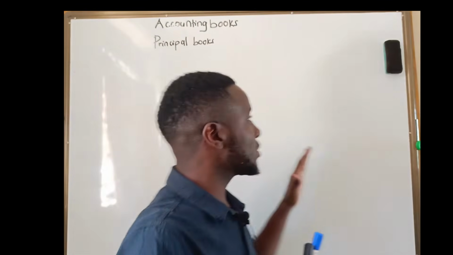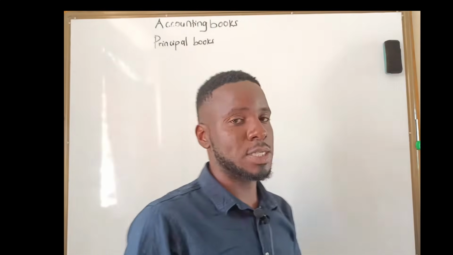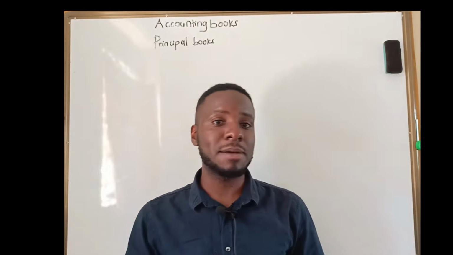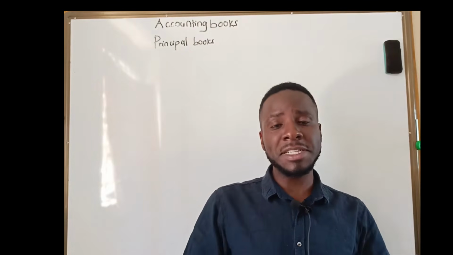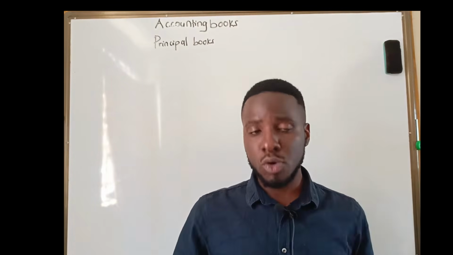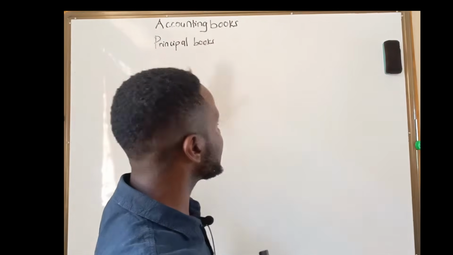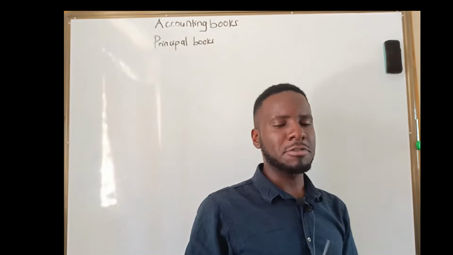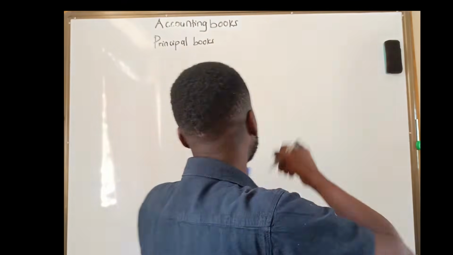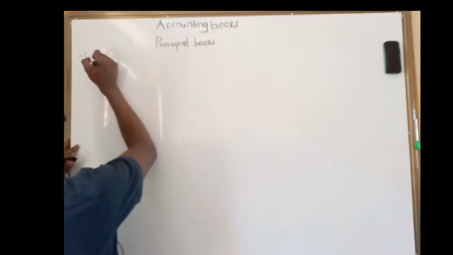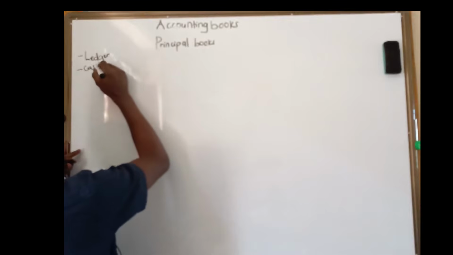Now, I would like us to take a look at the principal books. We said, remember, principal books are books that follow the double entry system. They are books that follow the double entry rule. So it means after recording our transactions in the subsidiary books, we shall transfer them to the principal books. Basically here we have 2 examples of principal books. We have one, a ledger, and the cash book.